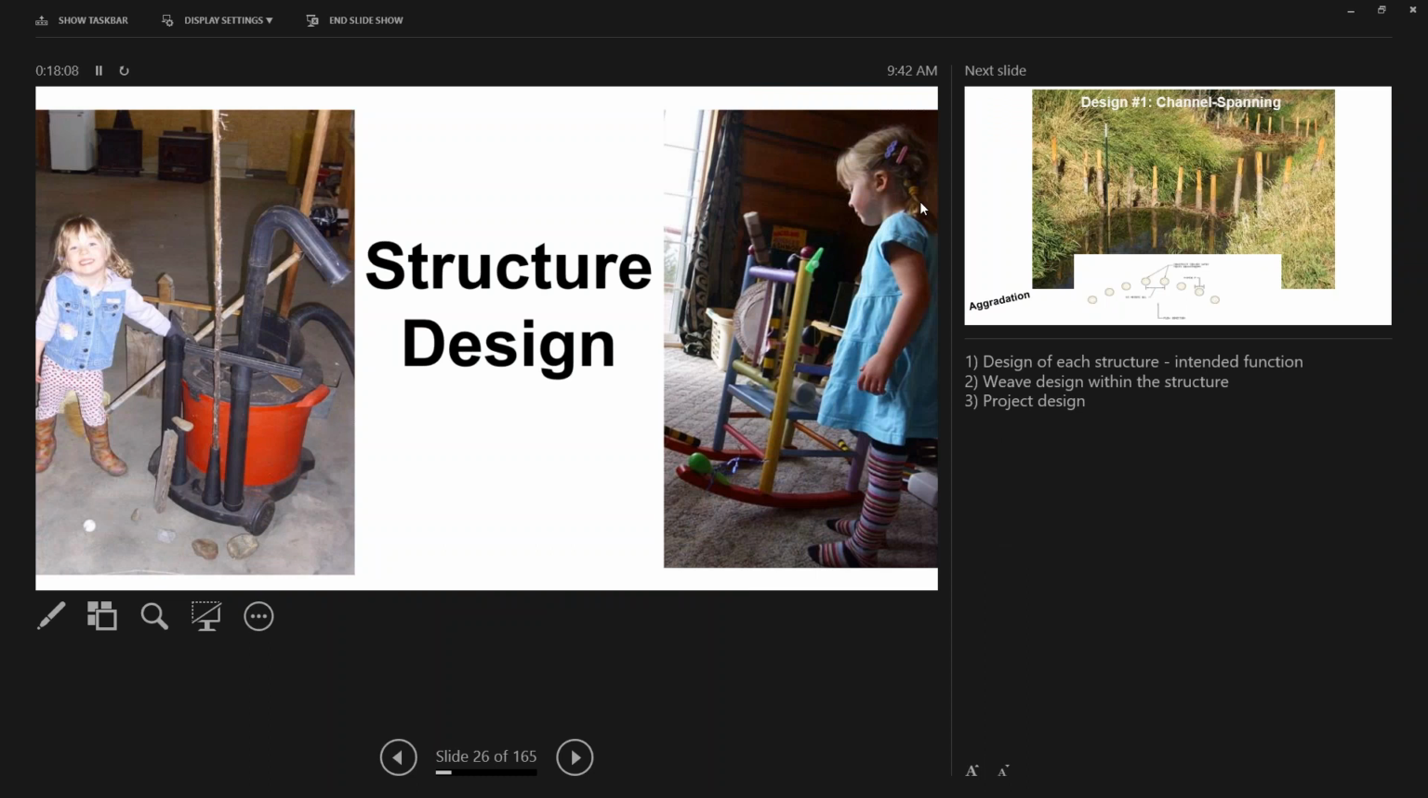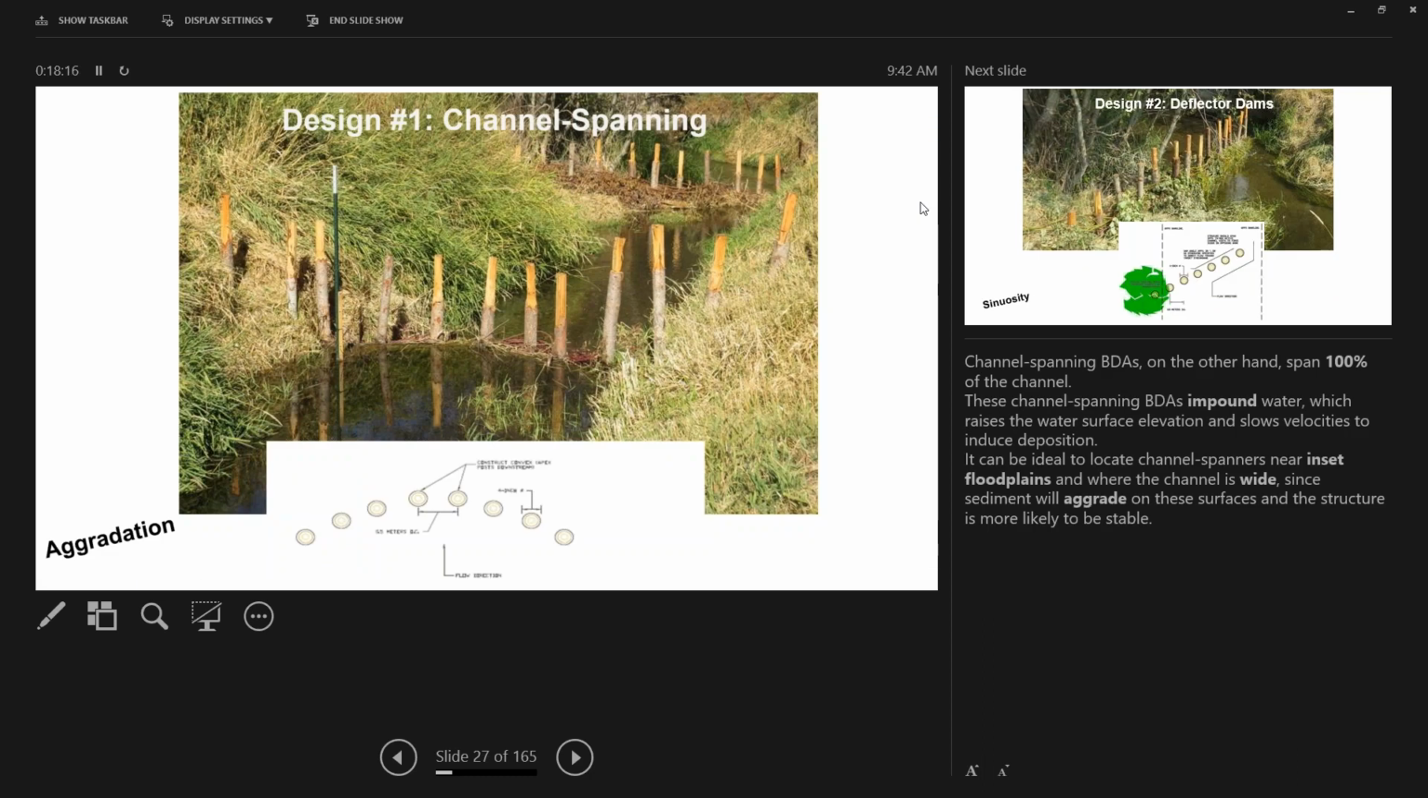She's building a cleanup machine and a music machine, and I just thought, you know what, we're designing structures too. So our structures are in the stream. And so we've got 3 different kinds of BDAs that we've been working with. Primarily 2. The third is experimental, and we just kind of started with it this year. So I'm just going to share about those.